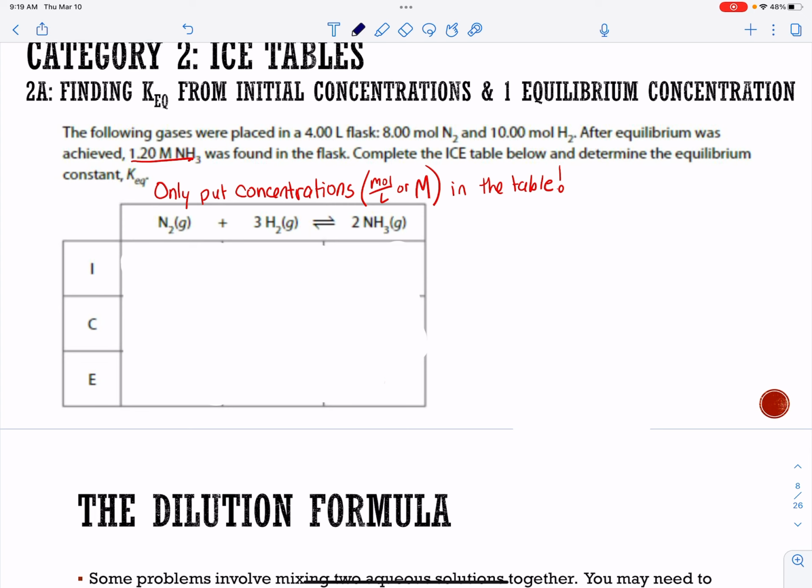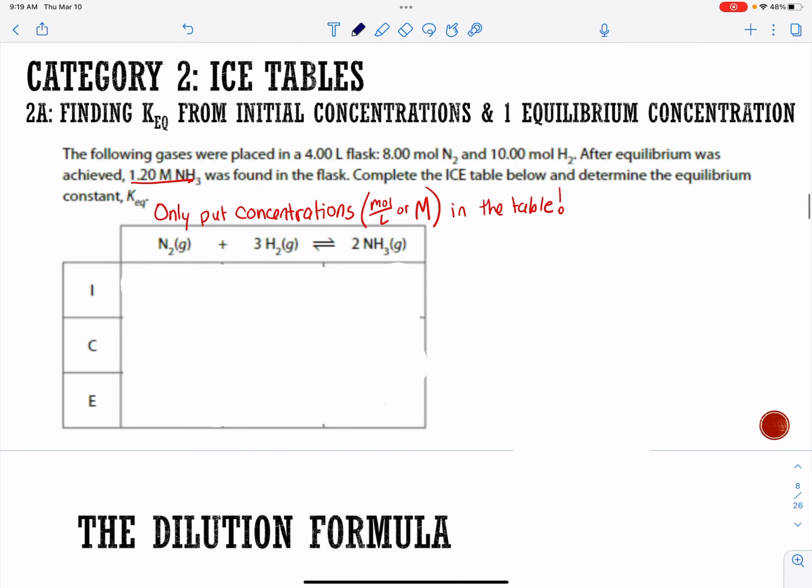So here's a category 2 table. Now we have things that are not all at equilibrium. We're given an equilibrium concentration, but we're also given initial concentrations. So we've got 2 time frames that are talked about in the problem.